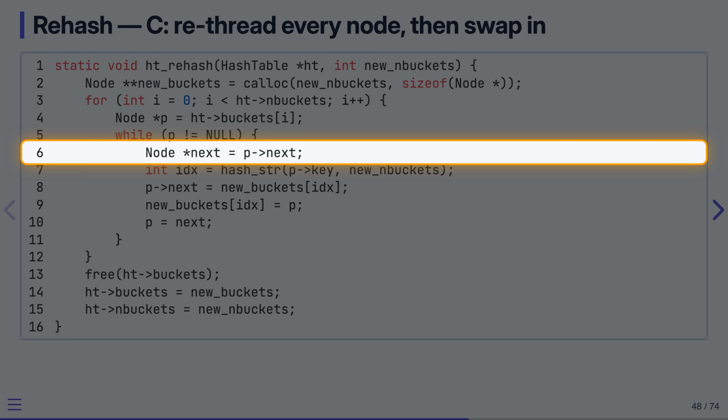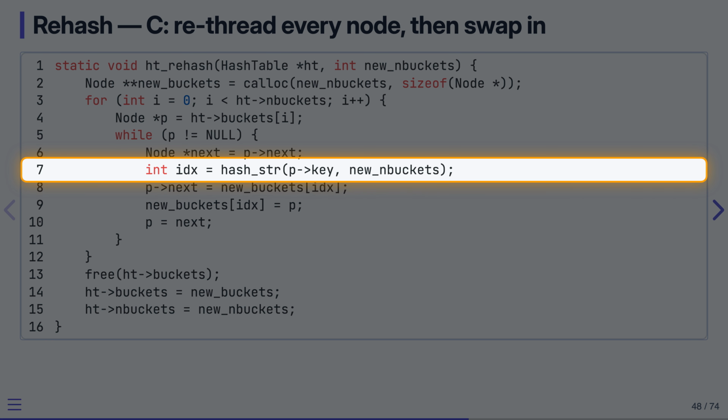For each node, we first save p arrow next into a local called next. We do this before we relink, because the relink is about to overwrite that field, and we would lose the rest of the chain. Then we compute the node's new bucket, hashing its key against the new size. This is why indices change on a rehash.